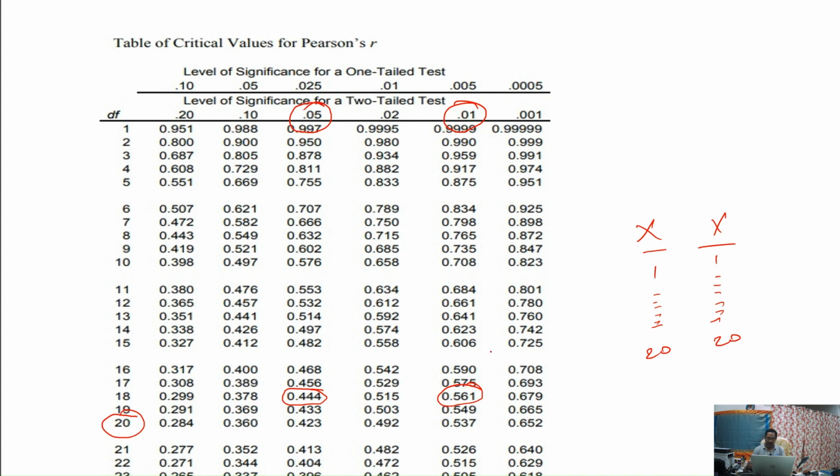If it is 0.561, then it is significant at the 0.01 level. So as the sample increases, we can see how the values change. You see the values for 0.05 and for 0.01, after the degrees of freedom, for different sample sizes. So as the sample increases, the required value decreases and the correlation will be significant.